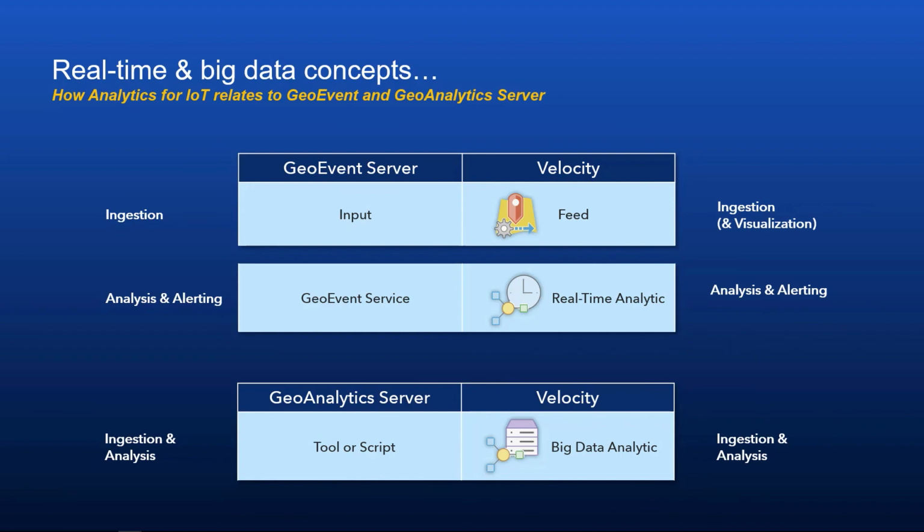And thirdly, in GeoAnalytics Server, you would run ad hoc analysis on large volumes of ingested data using an individual GeoAnalytics tool, whether you run it from the server or in desktop, and you might also write a script to string multiple steps together. In ArcGIS Velocity, you can connect the same tools together into a single process with a big data analytic. And these use the same visual model building environment as the real-time analytics, meaning you can automate big data analysis without writing code.